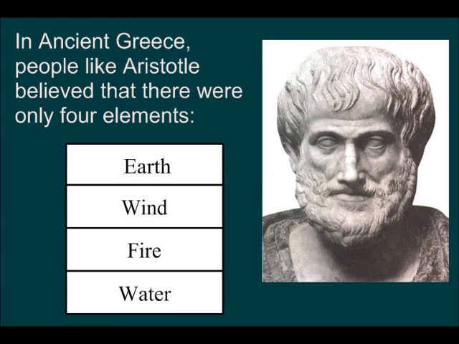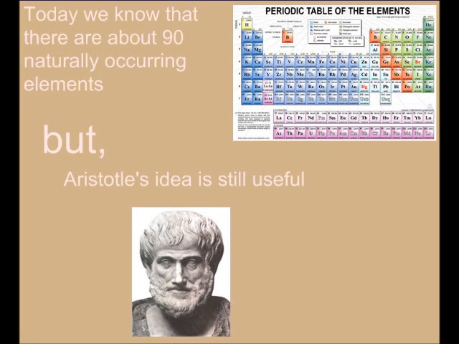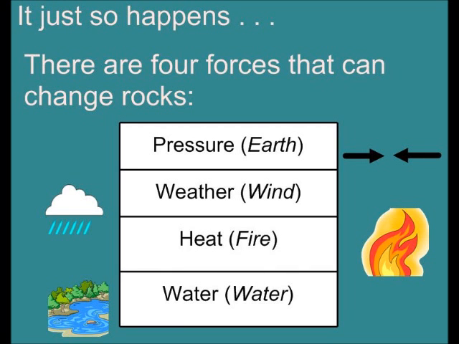In ancient Greece, people like Aristotle believed that there were only 4 elements: earth, wind, fire, and water. Today we know that's not true. Today we know there are about 90 naturally occurring elements, and fire, earth, wind, and water are not any of them. But his idea is still useful because it just so happens there are 4 forces that can change rocks.